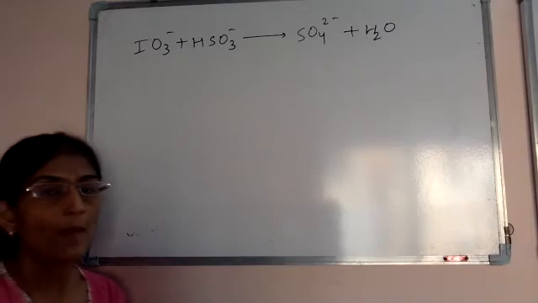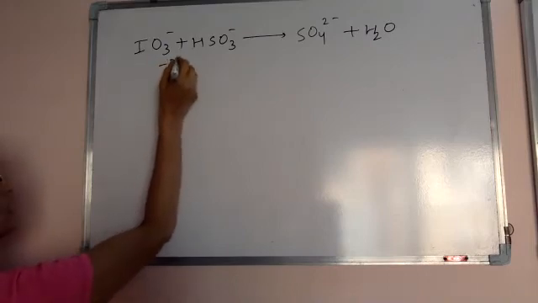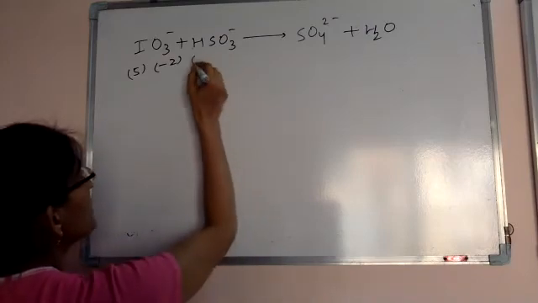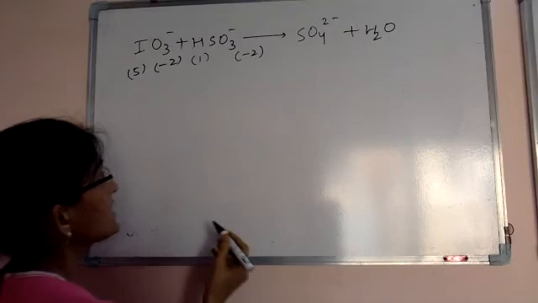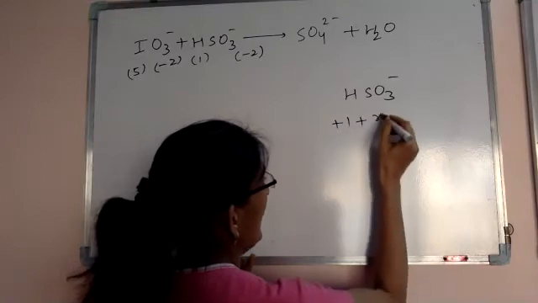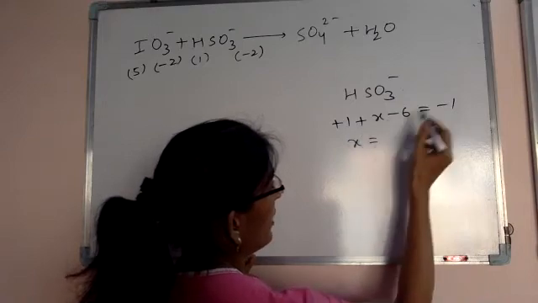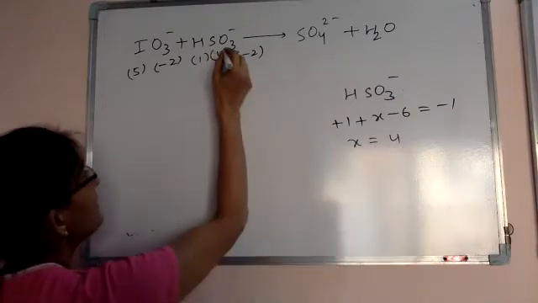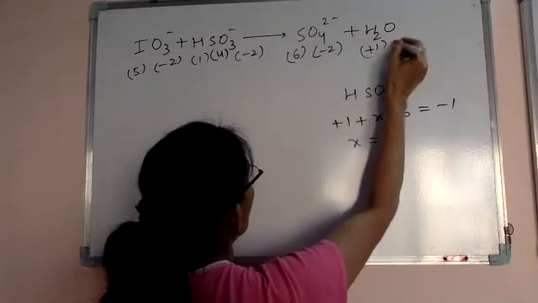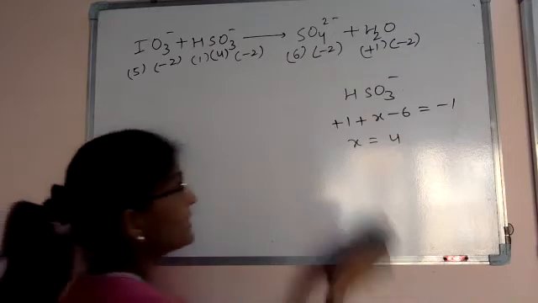What is the first step? Find out oxidation number. Oxygen is -2, iodine का find करो 5 मिलेगा. Here hydrogen is +1, oxygen -2. सल्फर का find कीजिए कितना मिलता है? HSO3 minus, hydrogen is +1, X -6 -1. So X would be 4. यहाँ पे सल्फर का होगा 6 because oxygen is -2 and hydrogen is +1.